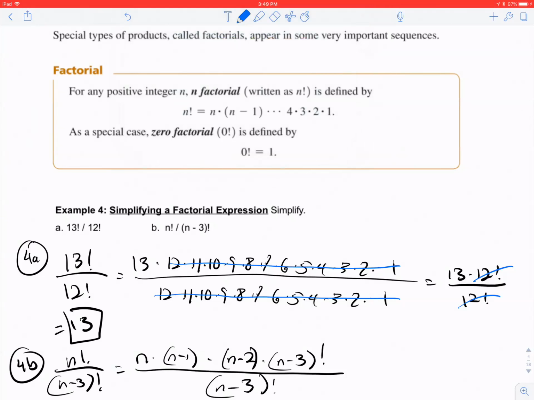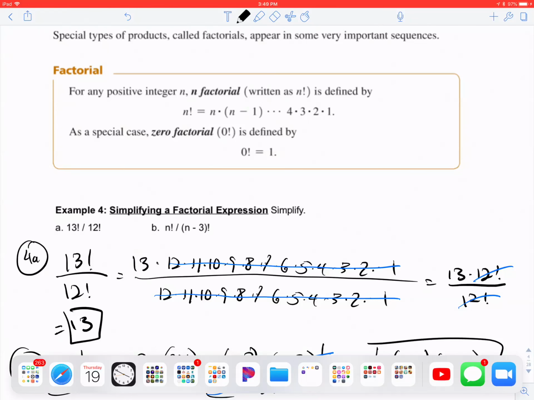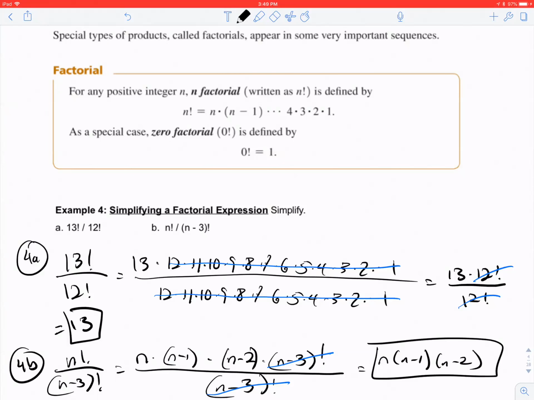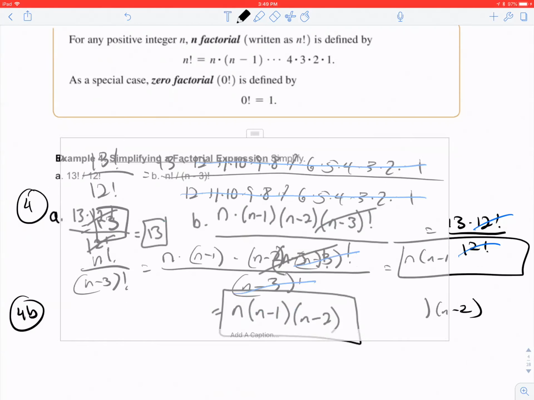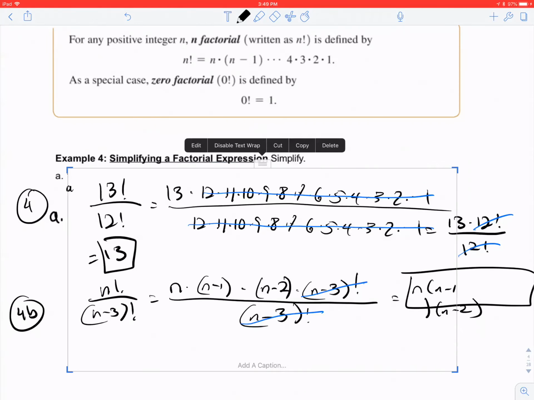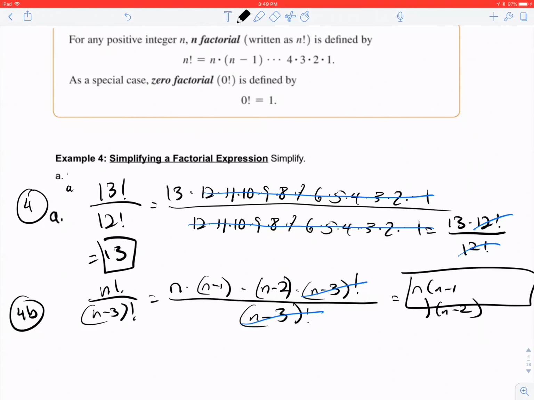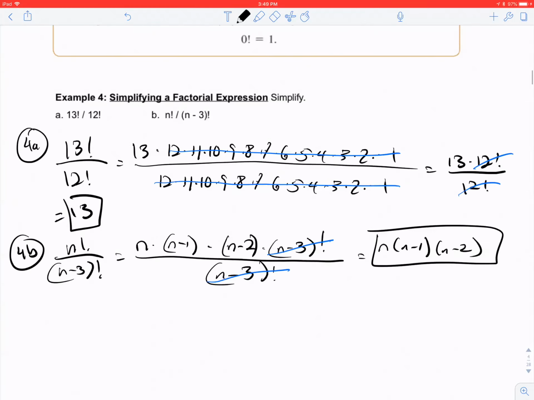So then notice this is going to cancel that. And then we just get n times n minus 1 times n minus 2. Okay. Oh, I think these are both okay. We get 13 and that same thing. Okay.